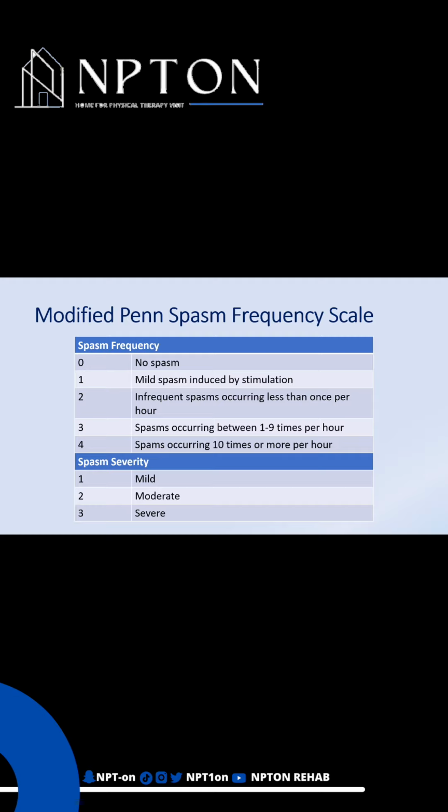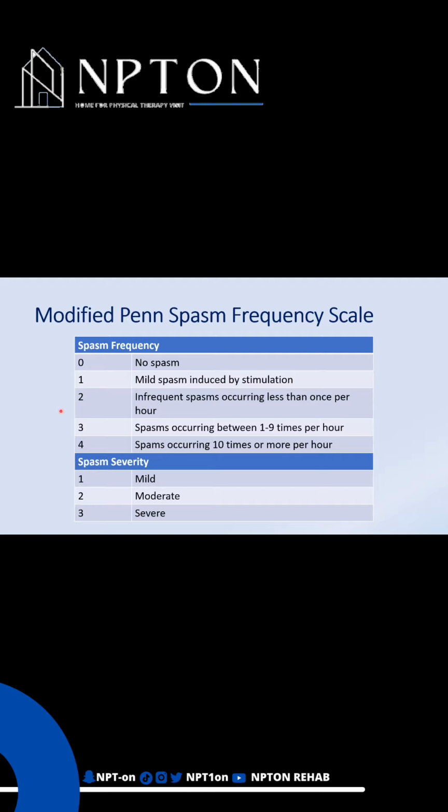Spasm frequency scale is another tool that is used to assess spasticity, and it's a self-reported questionnaire filled in by the patient. It measures the number of spasms over a 1 hour period. The patient is going to check from 0 to 4 his frequency of spasm: 0, he has no spasm during the day, and 1 is mild spasm induced by stimulation.